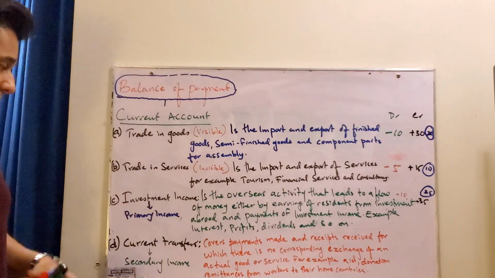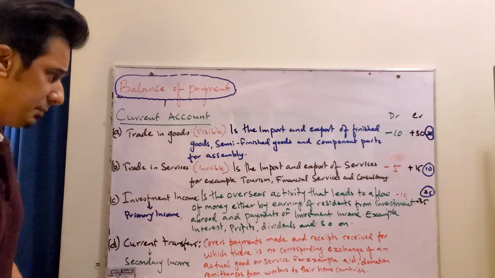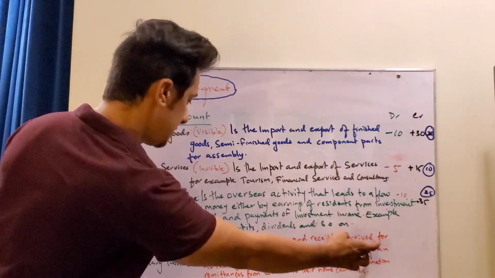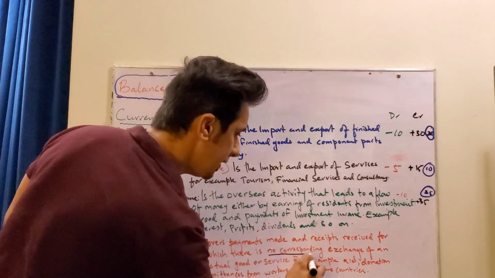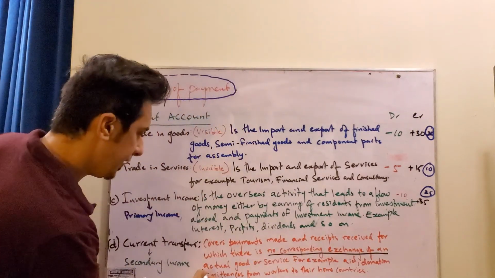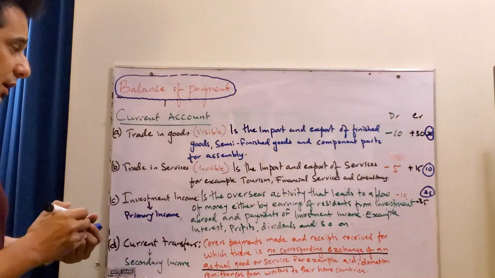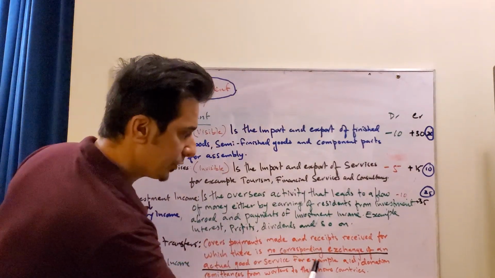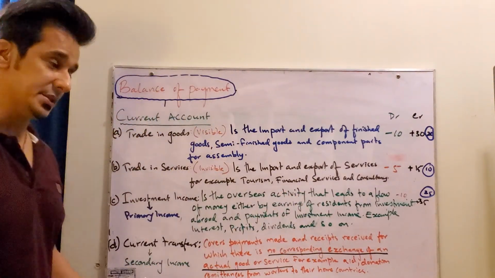Now, if we talk about current transfer, it's also known as secondary income. This covers payments made and receipts received for which there is no corresponding exchange of an actual good or service. Now, this makes it very much clear that this is actually what? For example, aid, donation, it can be charity, it can even be remittances.